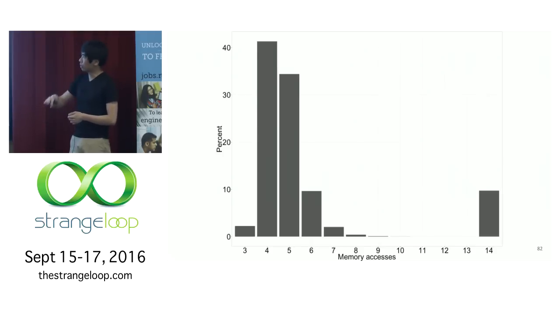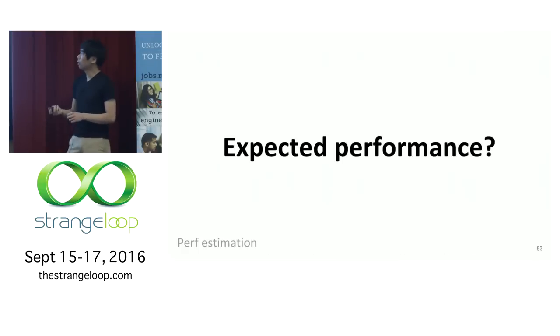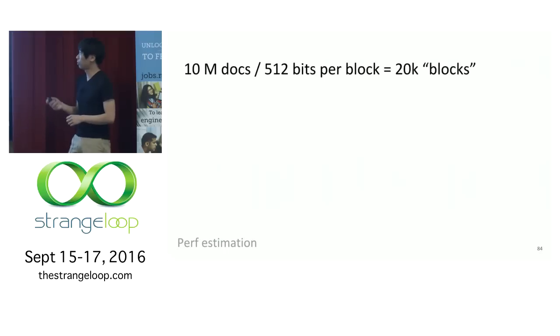If you just look at the average on the left, this turns out to be about 4.6 memory accesses per block. On the right, it's obviously 14. If you average both of these together, you get roughly 5, a little bit more, but let's just say 5. OK. So what's the expected performance? From what I've said, this should be enough to calculate the performance we expect to get.